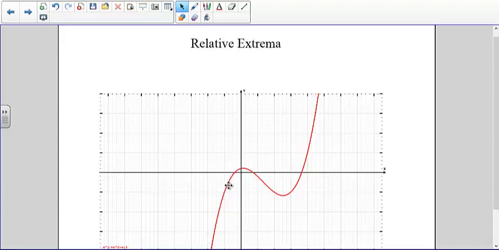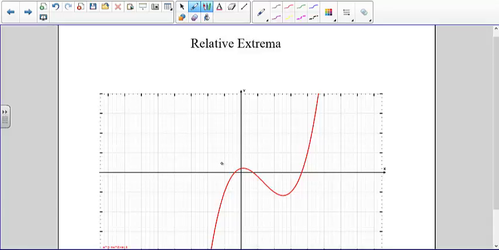So we would say, for the domain of this function, that the absolute extrema are negative infinity and positive infinity. But there are local areas. Right around here, you're increasing and then you're decreasing. And this point where you go from increasing to decreasing, we call a local or relative maximum. And this would be a relative minimum because we're going down and then coming back up again. So at this local area, we do have a minimum and a maximum.